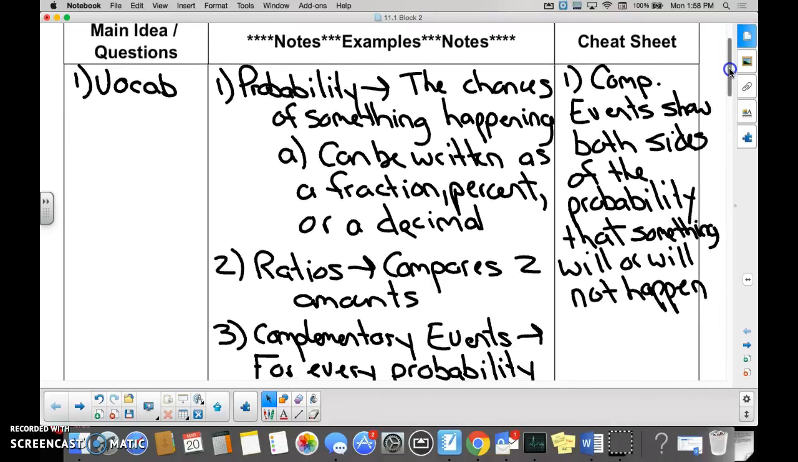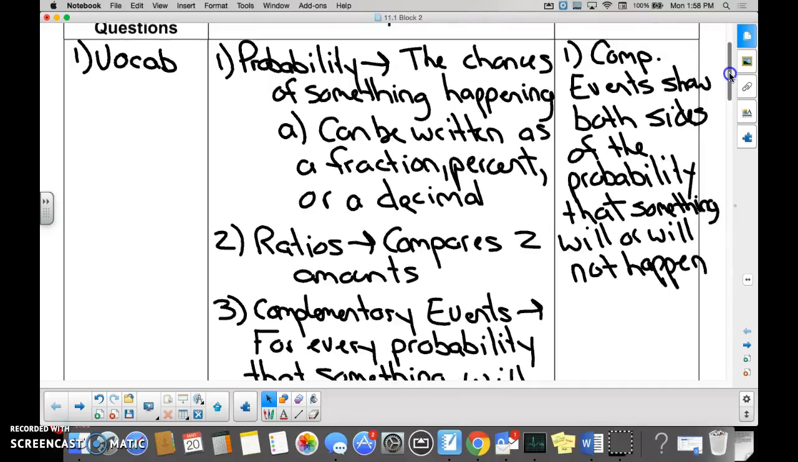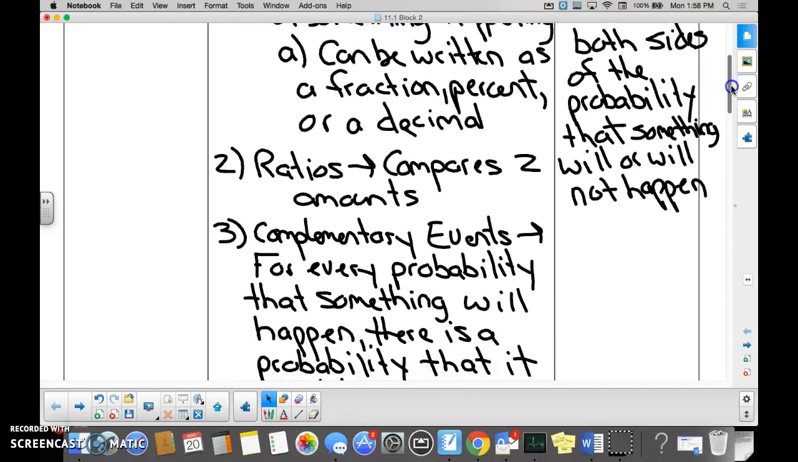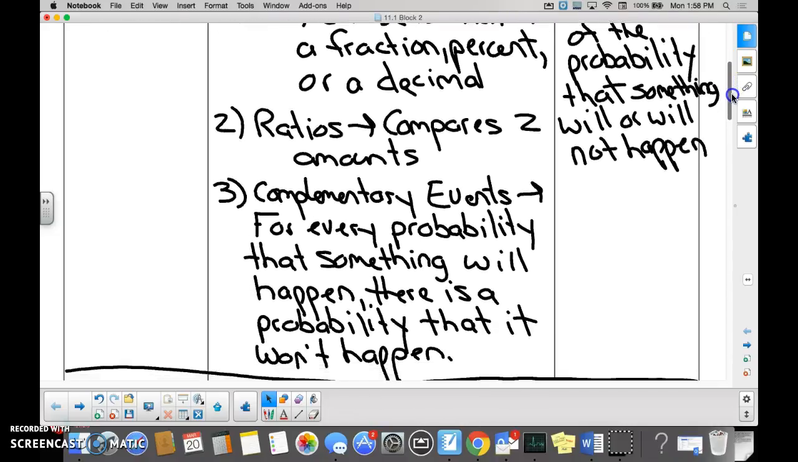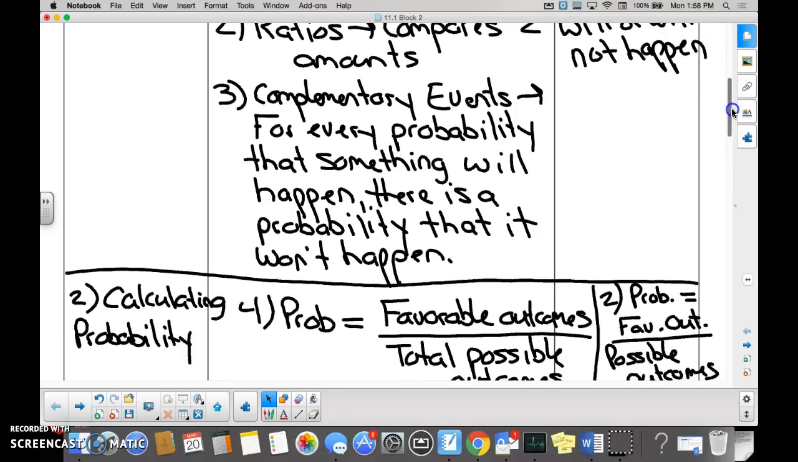Ratios are the same as what other word? Ratios and fractions mean the same thing. And then complementary events, we'll get to that in a second, so I'm going to skip over that one.